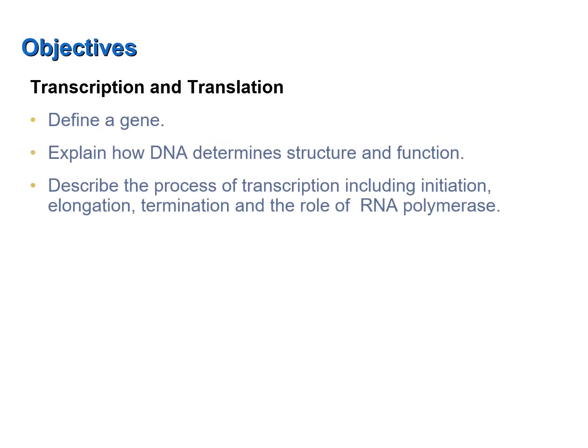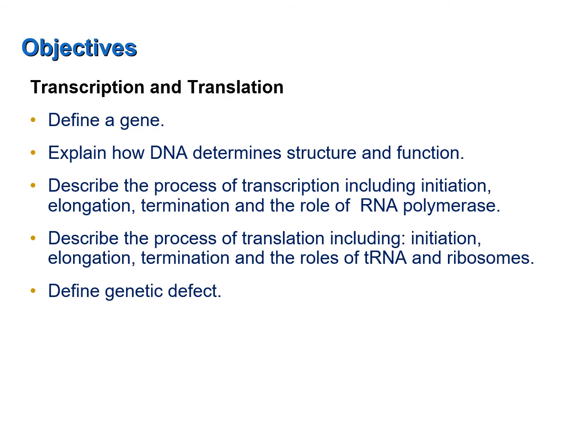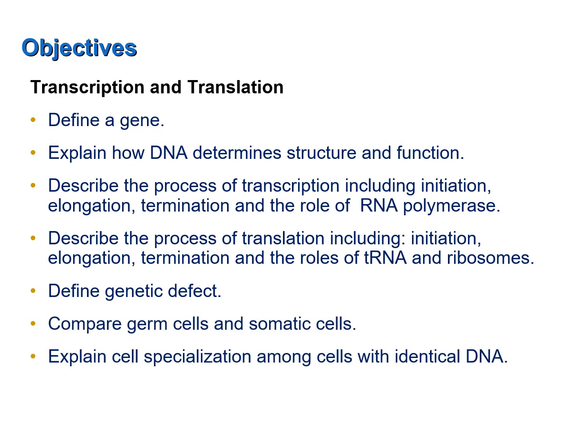The learning objectives of this screencast are as follows: define a gene, explain how DNA determines structure and function, describe the process of transcription, including initiation, elongation, termination, and the role of RNA polymerase, describe the process of translation, including initiation, elongation, termination, and the roles of transfer RNA and ribosomes. Define a genetic defect, compare germ cells and somatic cells, and explain cell specialization among cells with identical DNA.